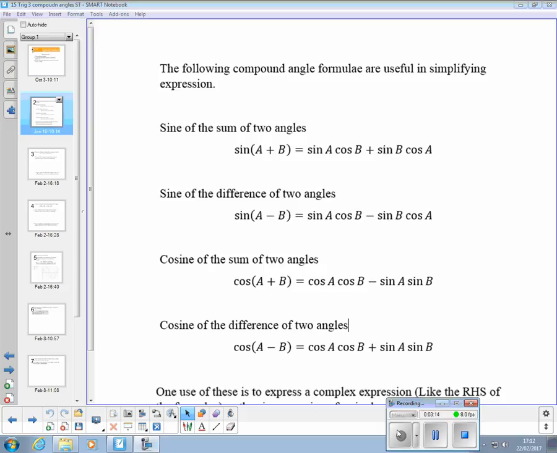Then we've got a similar thing for the cosine of the sum of 2 angles and the difference of 2 angles. You probably don't think of it, but subtraction is always about the difference between 2 numbers. If 4 minus 2, the answer is the difference between the numbers 2 and 4 on the number line. The answer is 2. Yeah?